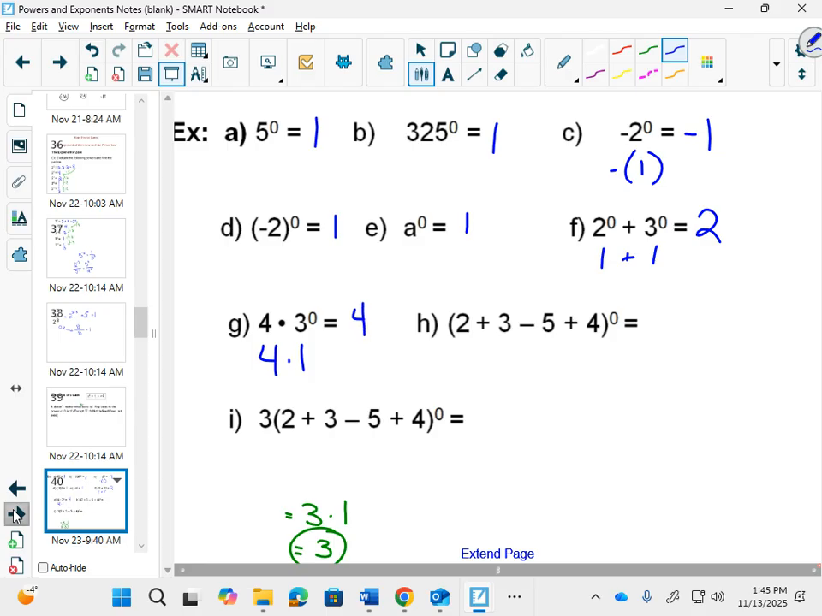Order of operations says you do brackets first. So I'd have 2 plus 3 is 5, minus 5 is 0, plus 4 is 4. And then I'd have 4 to the 0, which is 1.